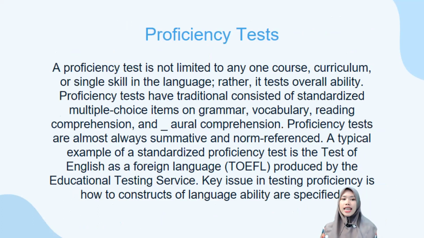And then proficiency tests. A proficiency test is not limited to any one course, curriculum, or single skill in the language; rather, it tests overall ability. Proficiency tests have traditionally consisted of standardized multiple choice items on grammar, vocabulary, reading comprehension, and oral comprehension. Proficiency tests are almost always summative and norm-referenced. Okay? Let me repeat. Proficiency tests are almost always summative and norm-referenced.